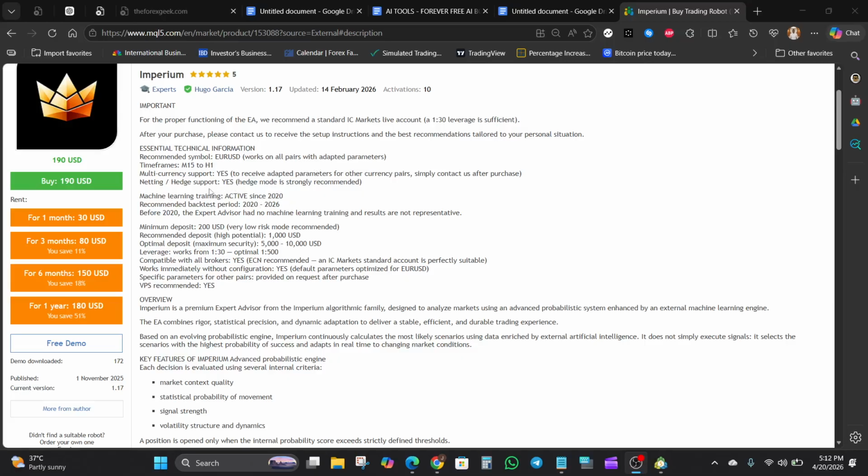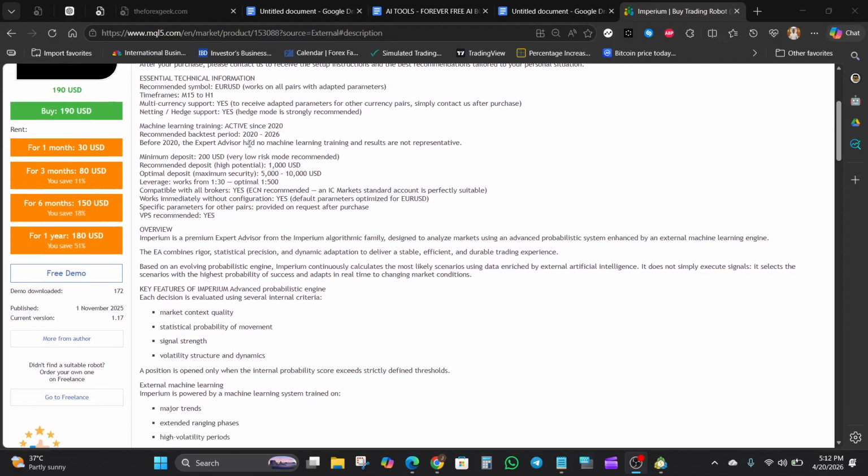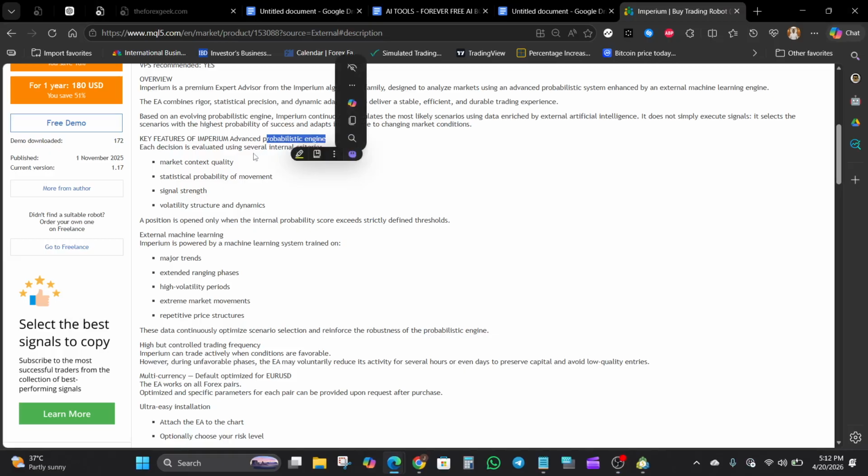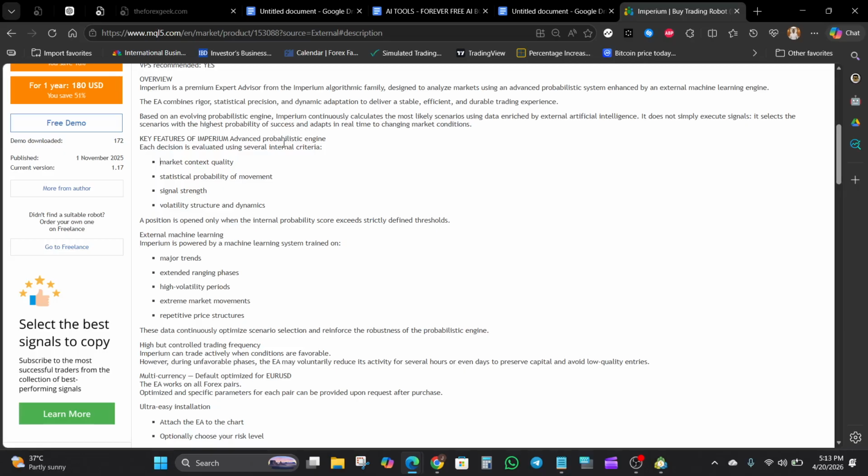All right, and then hedge mode is strongly recommended. Okay, hedge mode is recommended. Now let's go into more of the key features. Okay, this EA is positioned as a probabilistic engine, a machine learning assisted system designed to adapt to different market conditions rather than rely on a fixed strategy. Okay, and that's an important distinction, right?